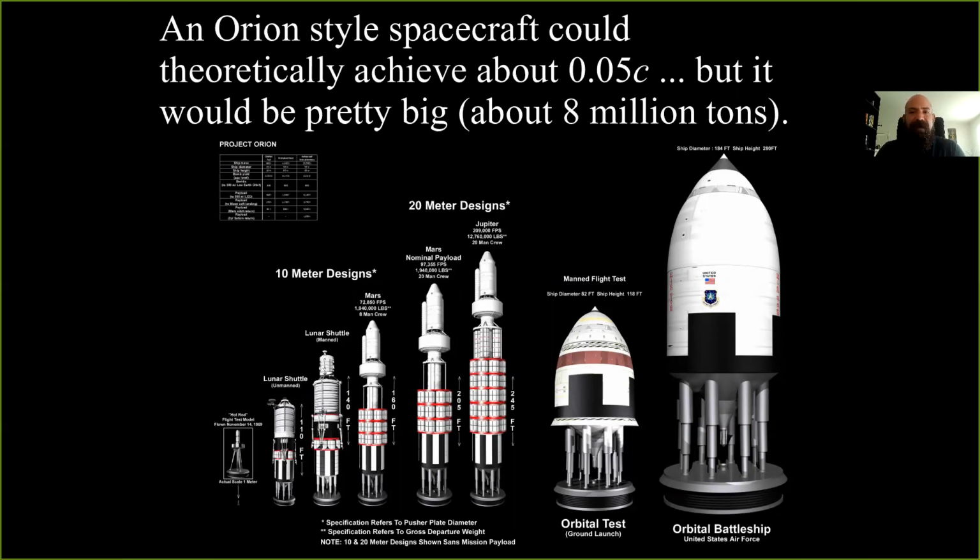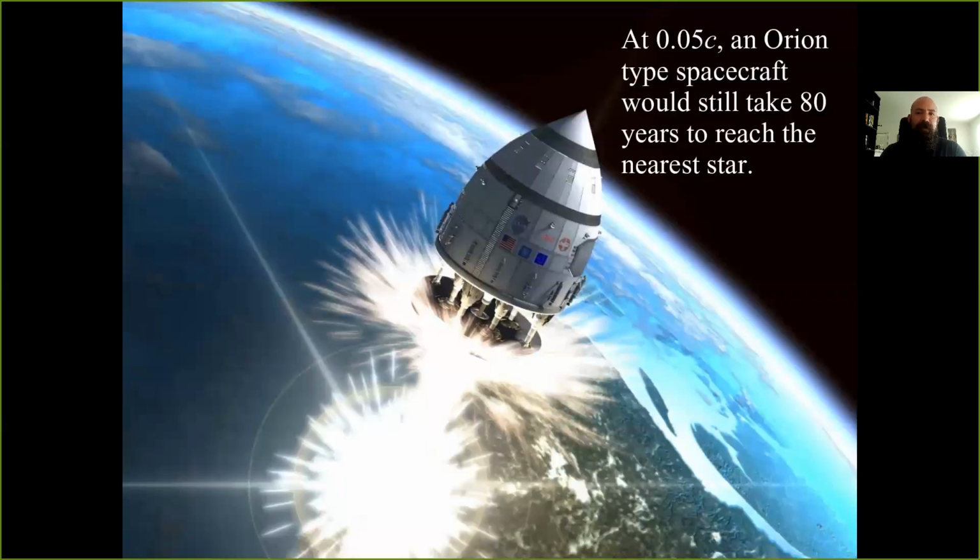Putting political and environmental considerations out of mind for a moment, an Orion-type spacecraft could actually reach about 5% of the speed of light. Now, you'd need to be quite large for that, about 8 million tons, due to all of the nuclear bombs you need to carry with you. But that would suffice to get you to Proxima Centauri, to the nearest star, in about 80 years.